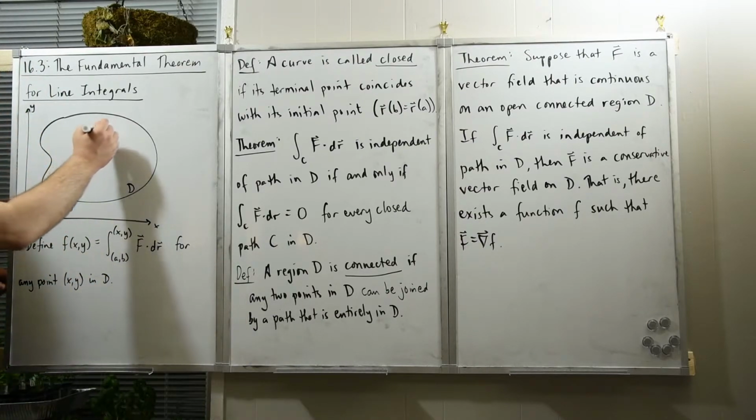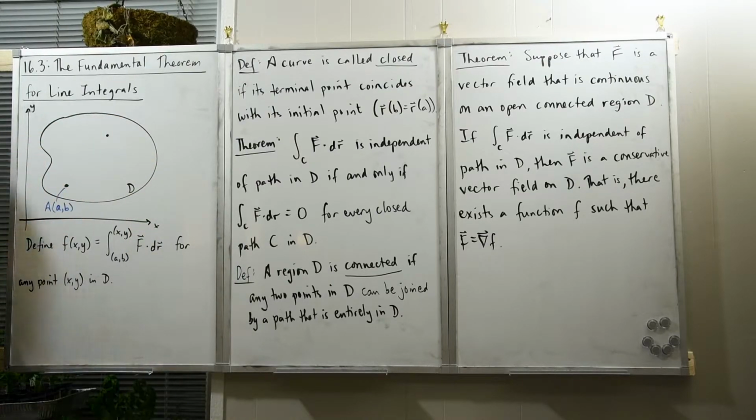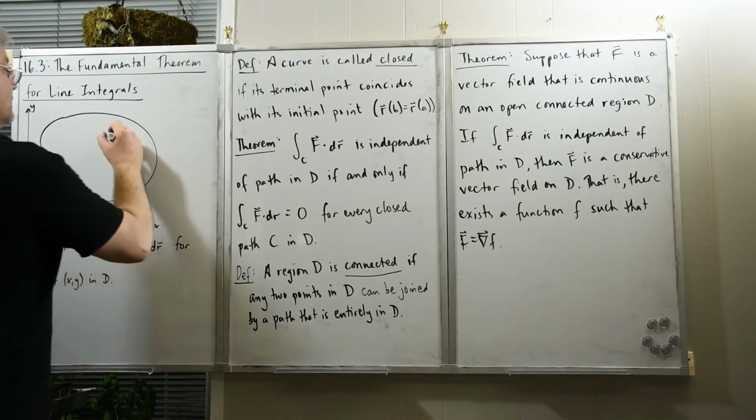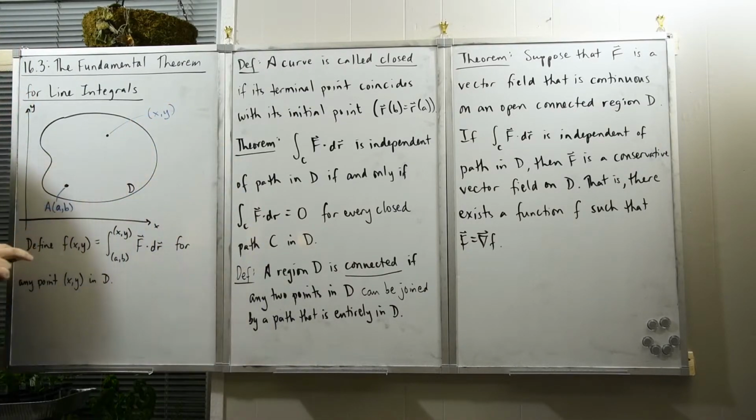And so maybe our point (x, y) is somewhere around there. So let's just choose that as an arbitrary point. (x, y) is in D. All right. And once again, we have this function little f of (x, y) that's defined in this way.